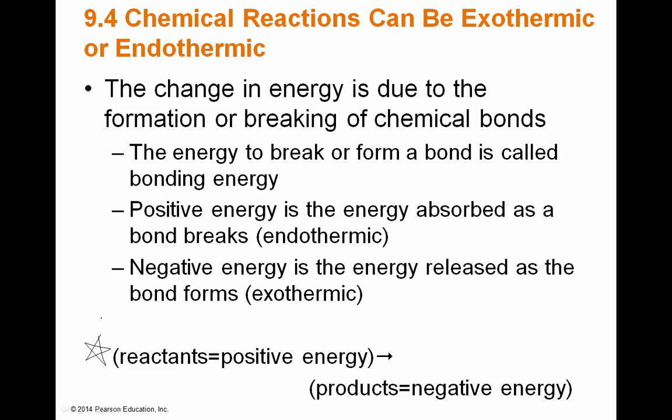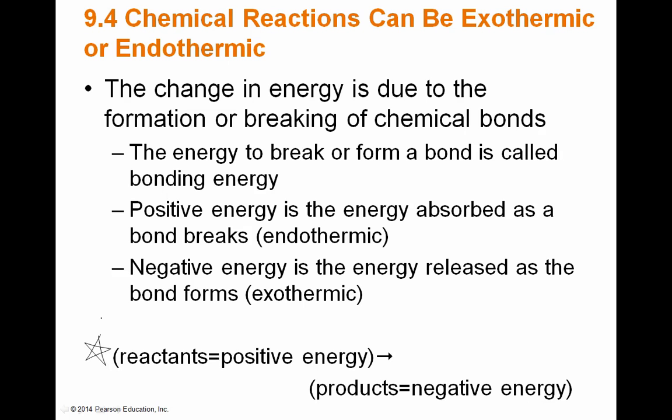Whereas negative energy is the energy released as bonds form. As bonds come together, they release energy, and that's exothermic. It seems counterintuitive, but if you think about it this way, as bonds form, that allows substances to become a more stable state. That more stable state is not nearly as high in energy as the individual atoms are all by themselves. So they can release that extra energy that they needed in order to exist individually. As they come together and form a bond, they release energy.